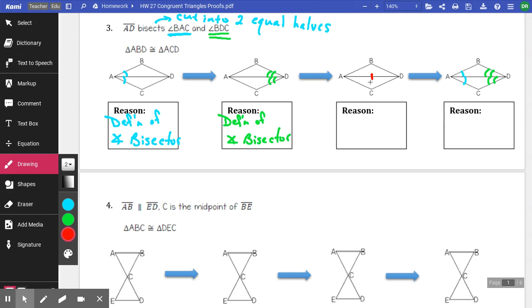And the answer is yes here. They both use segment AD as their sides. It's the bottom side of the top triangle, and it's the top side of the bottom triangle. And so they both use that side. So of course, if they have this side in common, it's the same length for both of them. So yes, we say it's congruent to itself, and that is always the reflexive property that says we can.